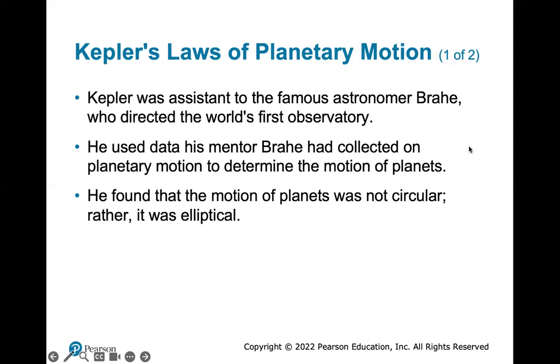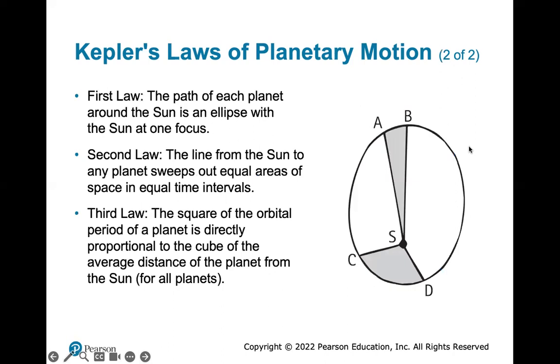Okay, these are Kepler's laws of planetary motion. The first law: the path of each planet around the sun is an ellipse with the sun at one focus. What's at the other focus? Nothing. It's empty space. Okay, the second law: the line from the sun to any planet sweeps out equal areas of space in equal time intervals.